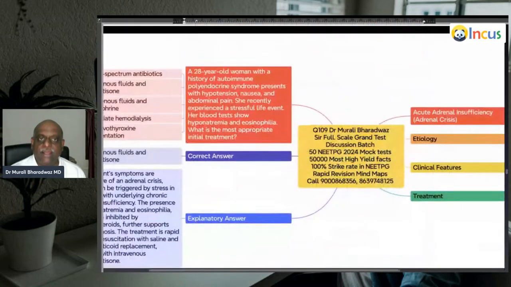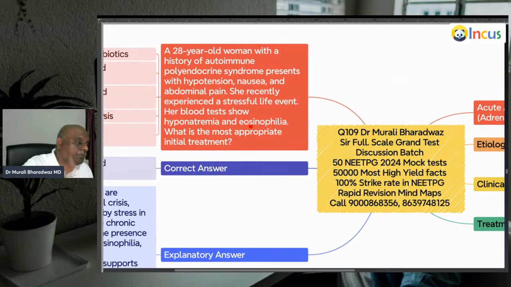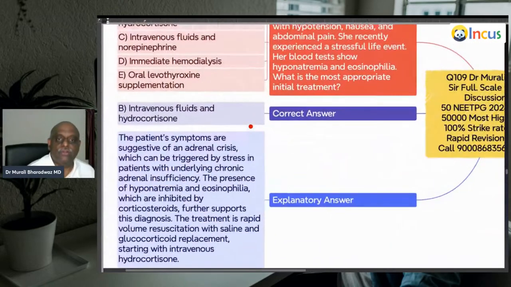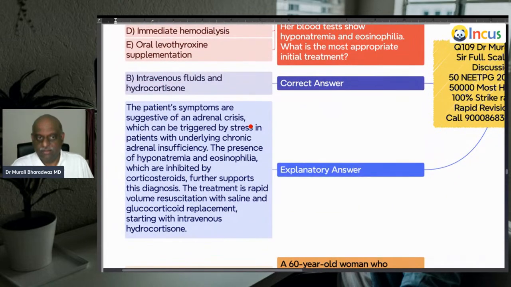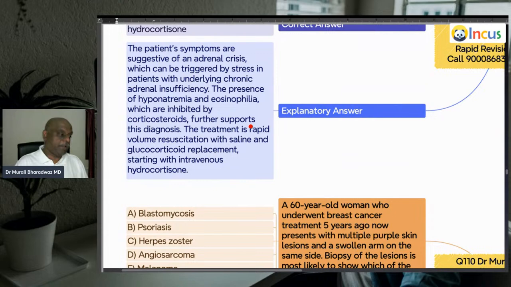Now, doctor, a 28-year-old woman with a history of autoimmune polyendocrine syndrome presents with hypotension, nausea, and abdominal pain. She recently had a stressful life event. Her blood tests show hyponatremia and eosinophilia. So this patient is having an adrenal crisis triggered by stress on chronic adrenal insufficiency. They are all inhibited by corticosteroids. So treatment, because she has hypoadrenalism, is volume resuscitation with saline and glucocorticoid replacement.